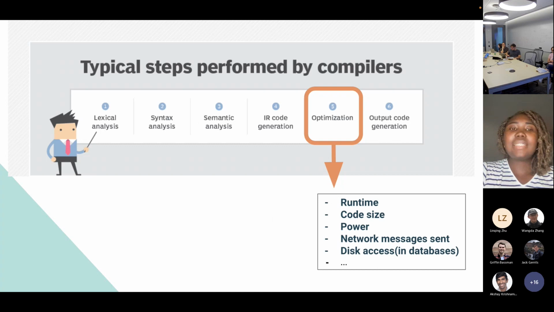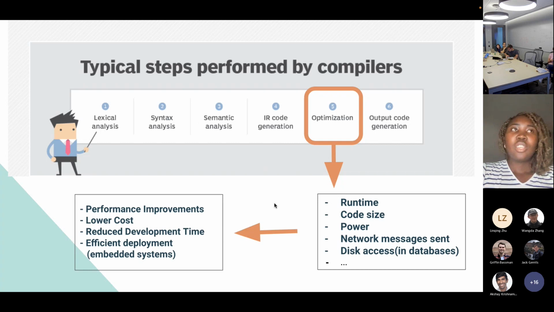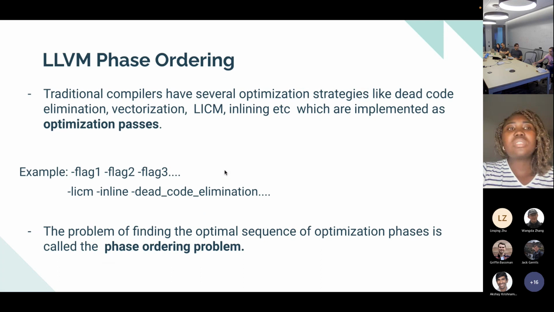And this can lead to several benefits, like significant performance improvements. Tons of money can be saved as the operational cost of large data centers can reduce drastically. And then we can have reduced development time, and it can lead to efficient deployment in devices like embedded devices or mobile devices, because they have a tight budget for code size and other stringent requirements.